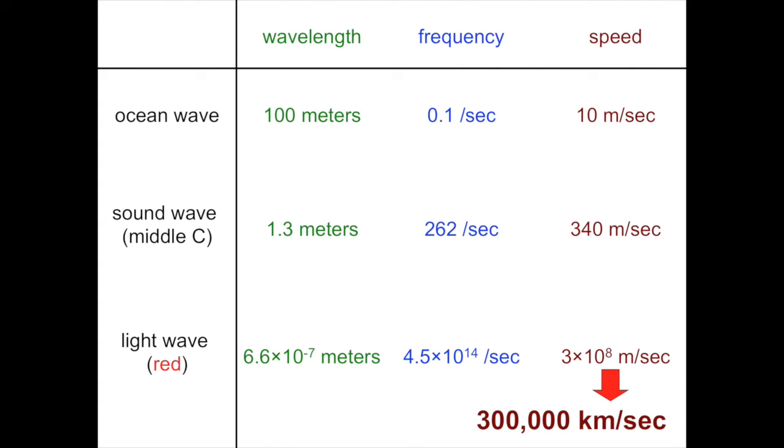So you can see here the wave equation made manifest. Ocean waves are relatively slow. They have long wavelengths and slow frequencies. Sound waves move faster, about 340 meters a second. They tend to have long wavelengths but fairly high frequencies. And light, which moves at 300,000 kilometers a second, will have a combination of, for visible light, very short wavelengths and very high frequencies. Of course, different types of light will have different combinations of these numbers.